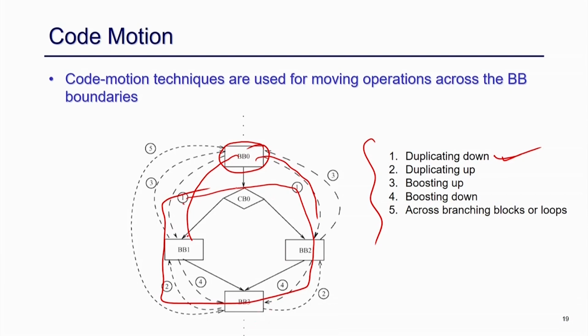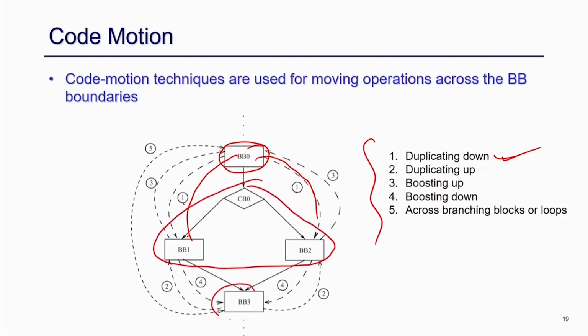Duplicating up is the opposite. This is your if else block, and if there is some code after it, you can move it inside the if else. This is called duplicating up.